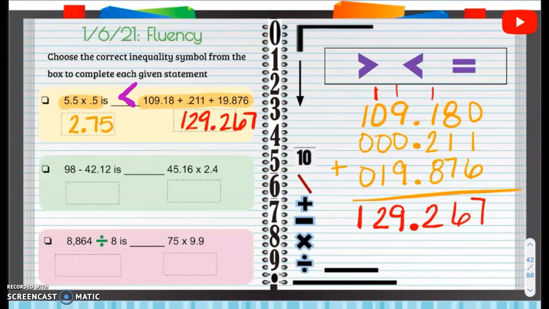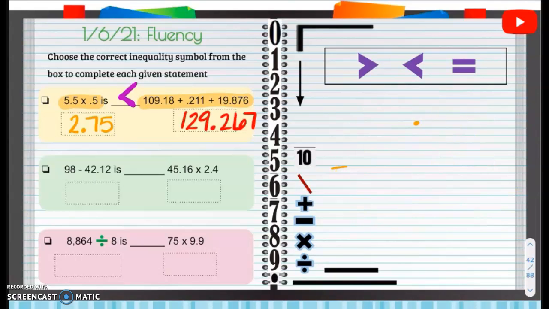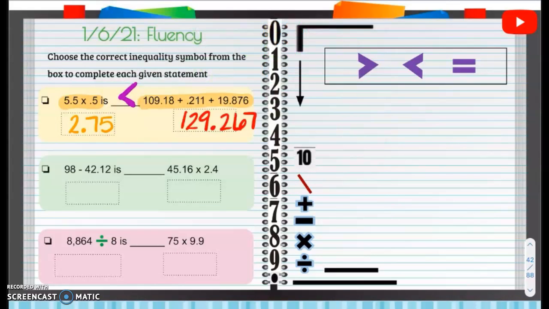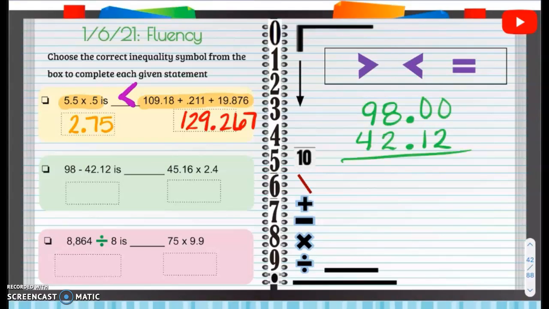All right, let's take a look at the next one. Woo. All right, so we have 98 minus 42 and 12 hundredths. When we're subtracting, we do need to line up our decimals. 98, and then we have 42 and 12 hundredths. 98, just as if you have money, you have 0 change or 0 cents.